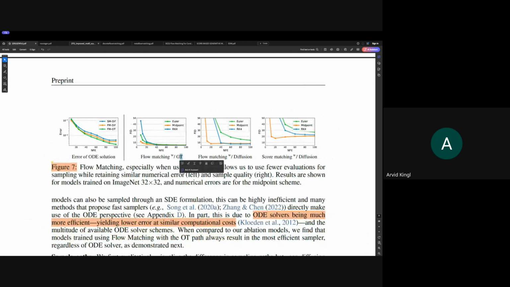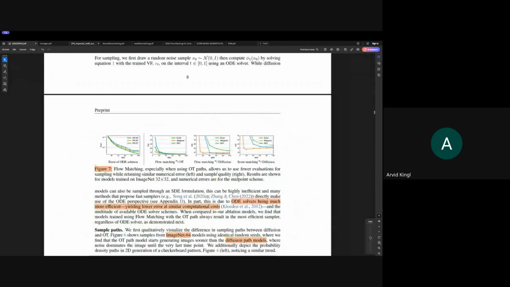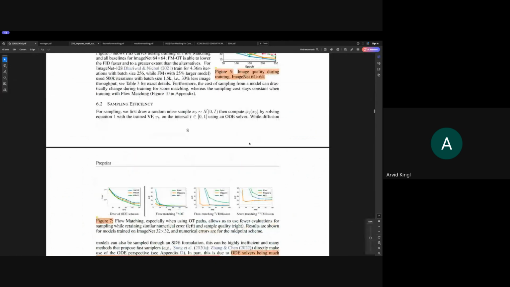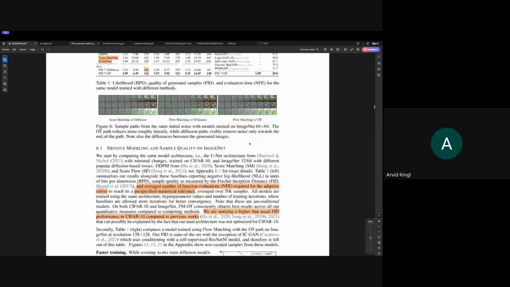So I might have completely misunderstood. So you train the model to predict the vector field, and then you use the ODE solver to actually trace it out, right? Yeah, that's right. Okay, thank you.